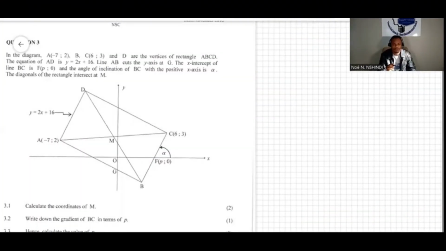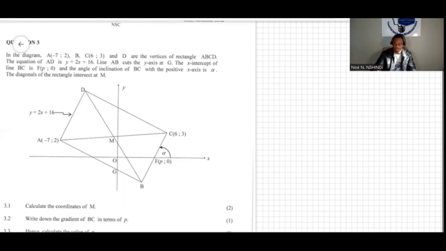In the diagram below, A, B, and D are the vertices of a rectangle ABCD. The equation of AD is y equals 2x plus 16. Line AB cuts the y-axis at G. The x-intercept of line BC is F, and the angle of inclination of BC with the positive x-axis is alpha. The diagonals of the rectangle intersect at M.